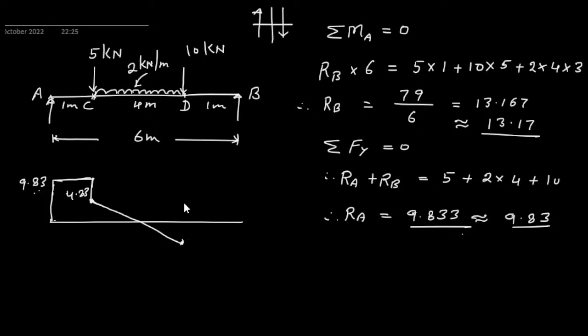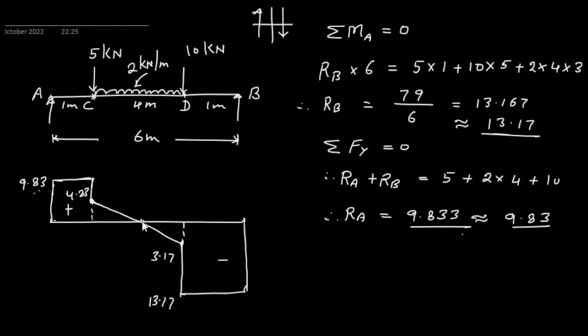Now from 3.17 again we have to go down. I have to go down by 10 units, so it will become 13.17. Then I will go straight, and here it is 13.17, the reaction at B, so I will go up. So this side plus and this side minus, this is my S.F.D.